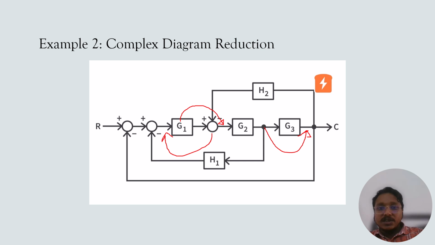Then the g2 summation points can be combined in series, and after that the h2 will be in parallel, this also will be in parallel. Then I can reduce that one, and according to these results I can change the signal, either the plus or minus of the summation point's feedback loop. In this way I can reduce any block diagram.